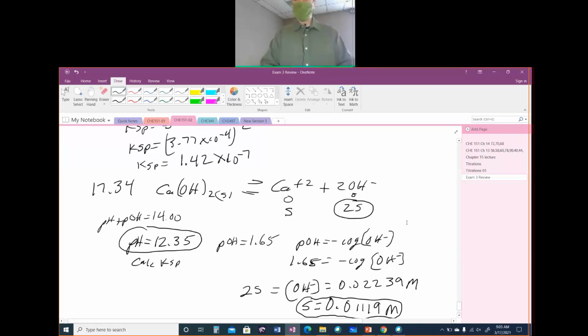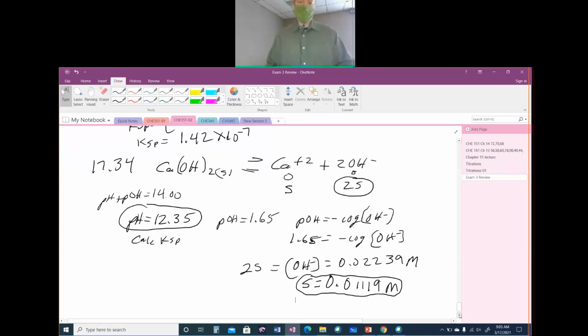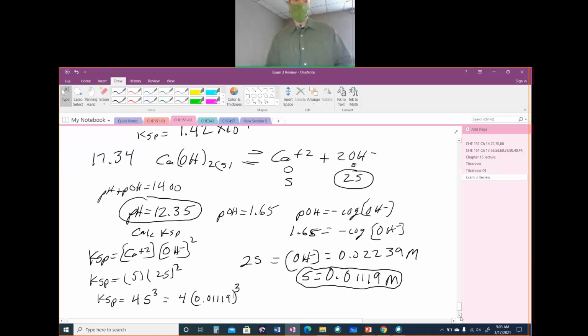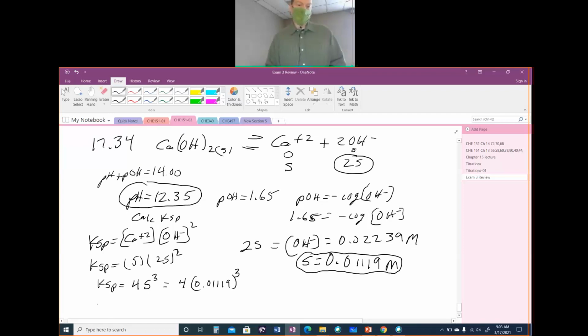All right, but it asks for the KSP. And so we do the same thing we did in problem number 1. Your KSP is equal to your calcium plus 2 concentration, your OH minus concentration squared. So your KSP is equal to S times 2S squared. Your KSP is equal to 4S to the third. So you just plug in the number for S, which is 0.01119. Raise that to the third, multiply it by 4, and you have your KSP for calcium hydroxide.